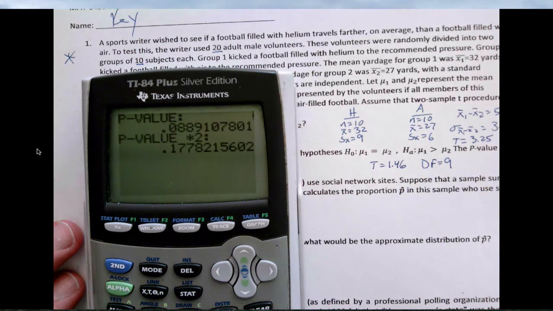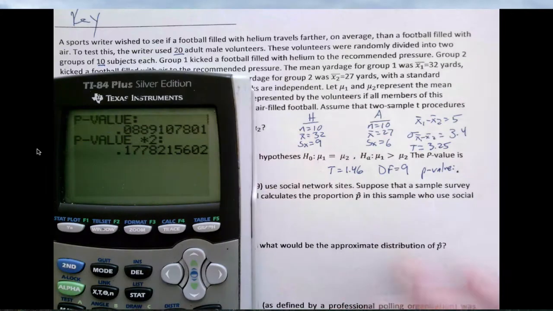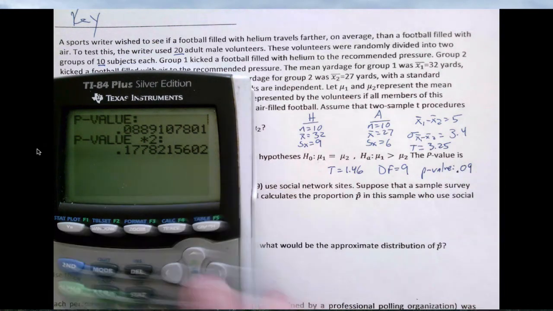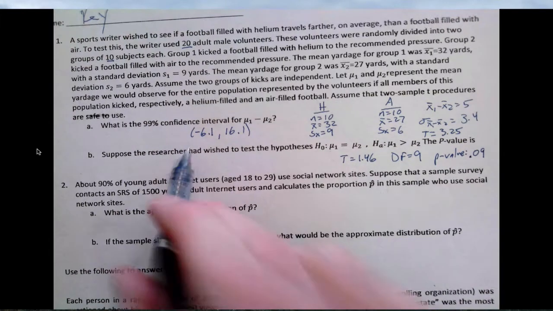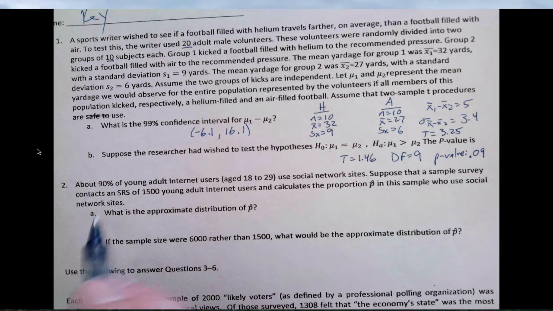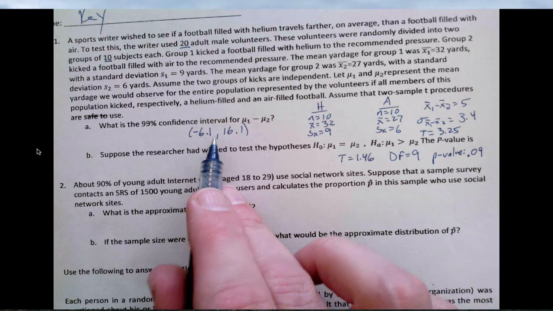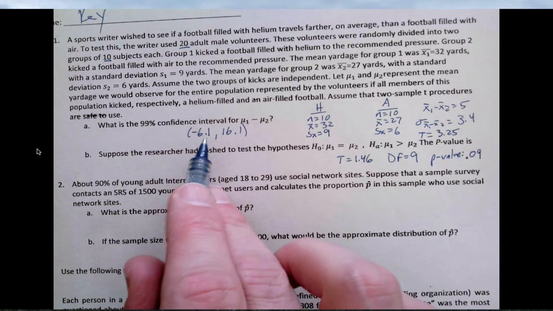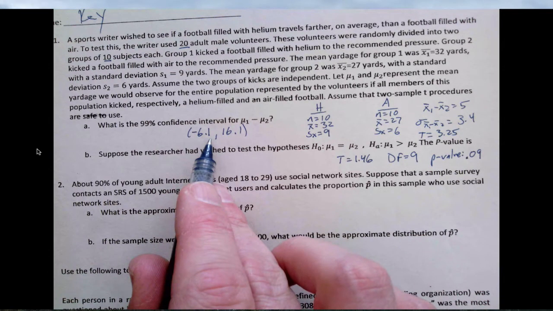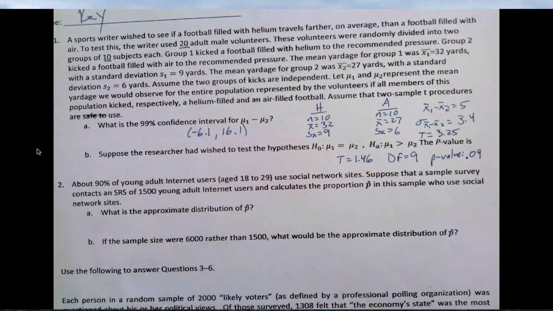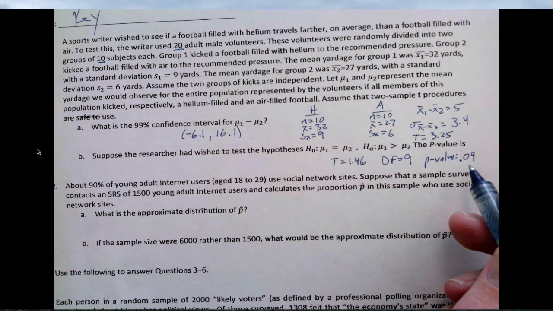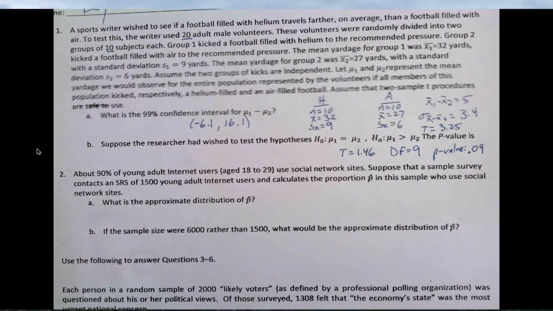Okay, and our p-value would be, it's a one-sided test, so I just use 0.09. All right. In both these cases, it does not appear that we have statistically significant evidence that the helium football goes further because 0 is contained in the interval, which means we have negatives and positives. And our p-value is greater than 5%, so we cannot make that conclusion.